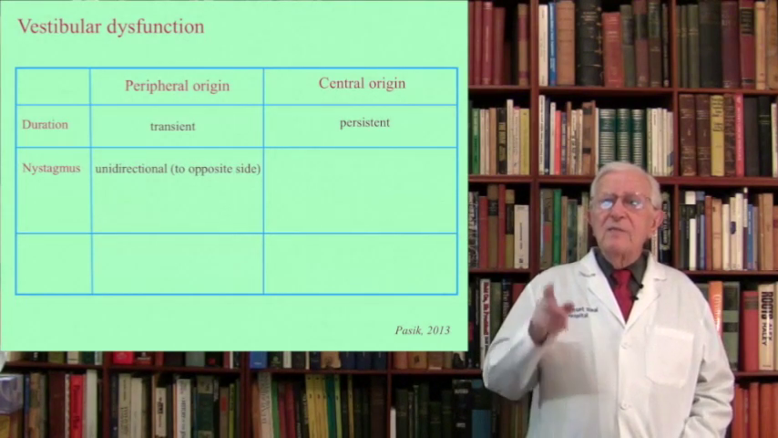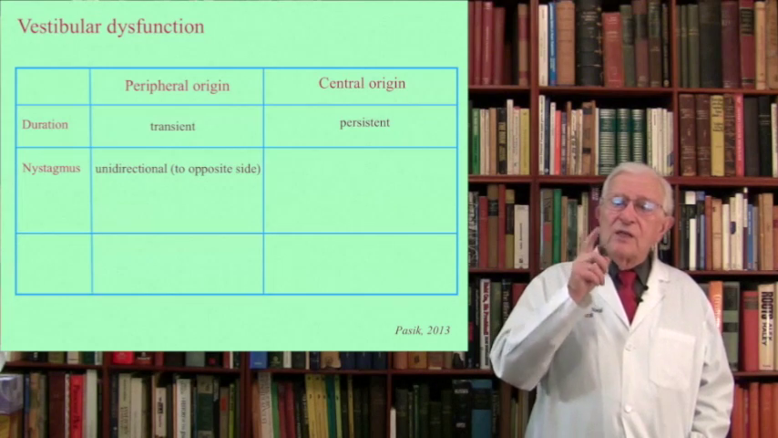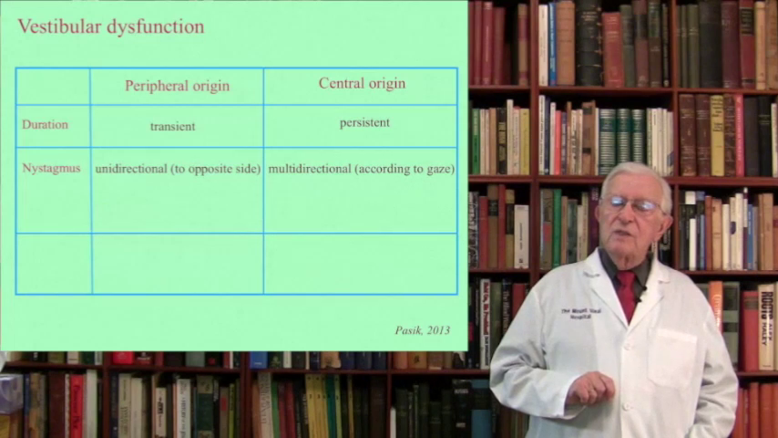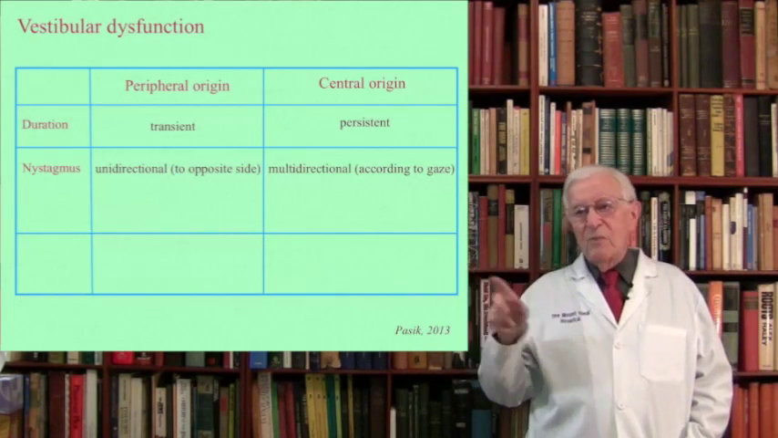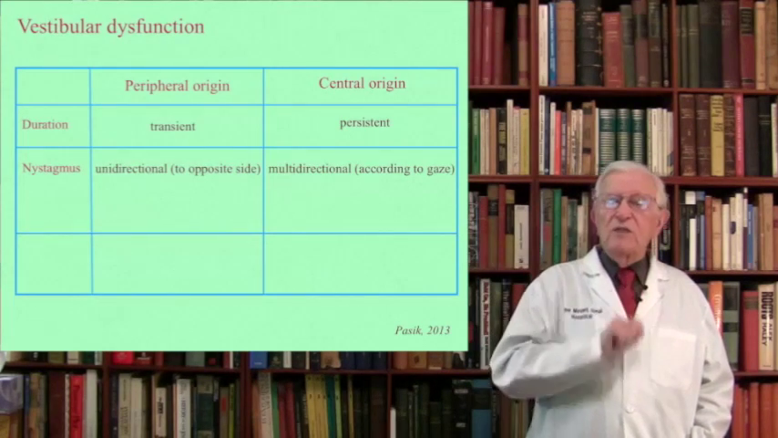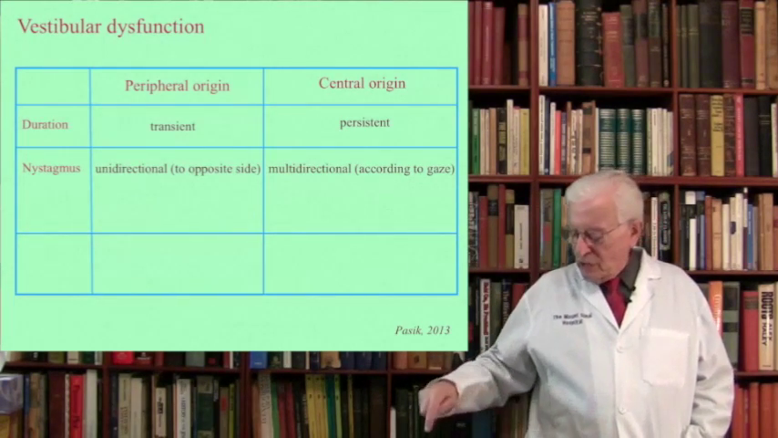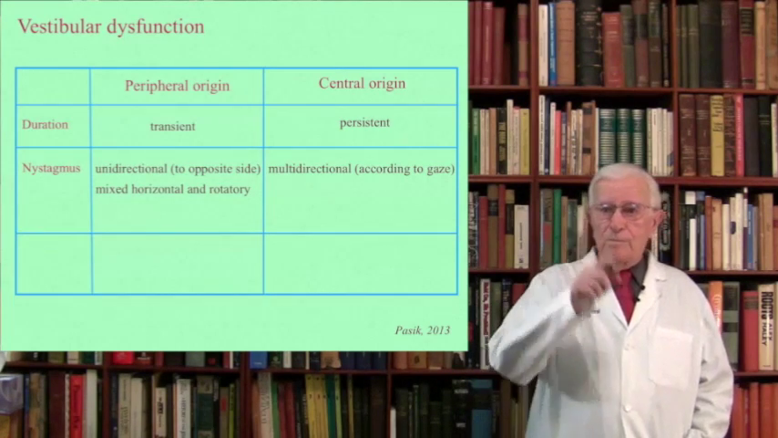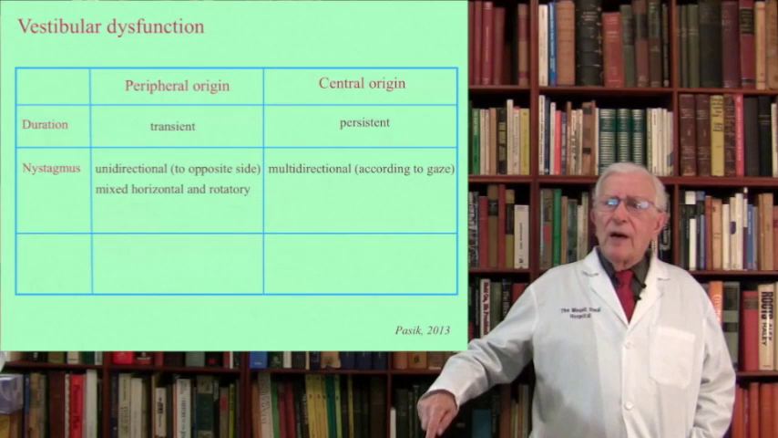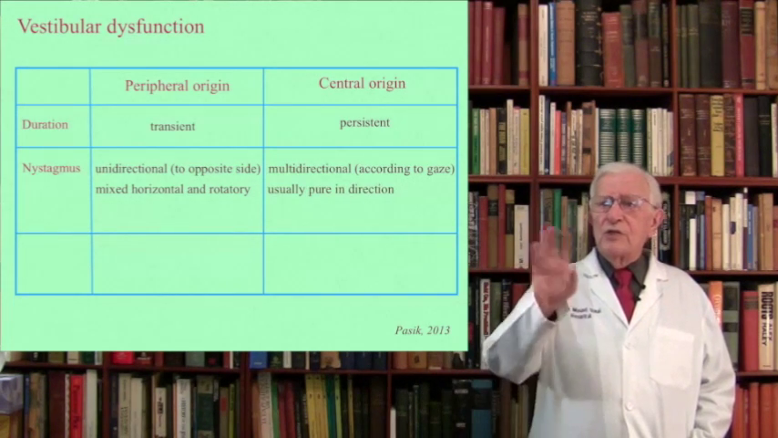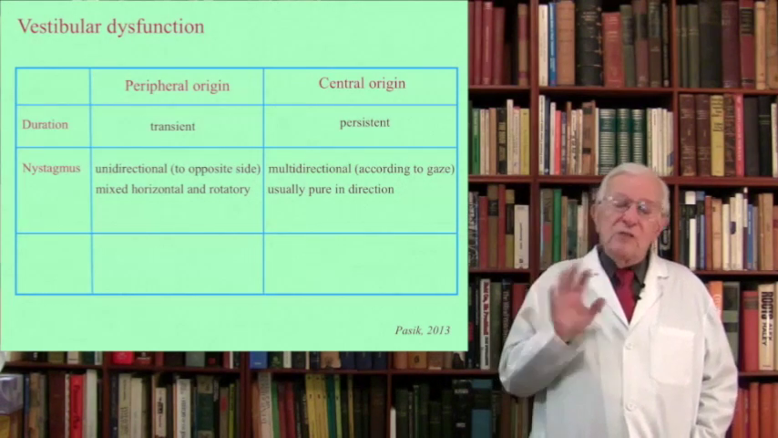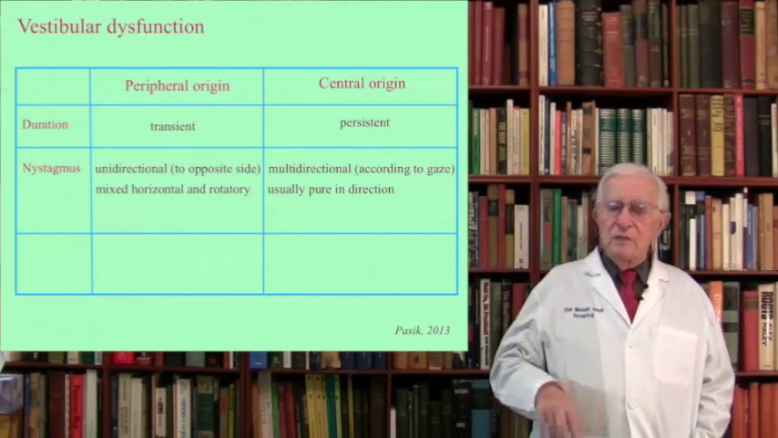On the other hand, the nystagmus of central origin changes with the direction of gaze. So as the patient looks to the right, it starts beating to the right. Look to the left, it starts beating to the left. It's multidirectional. Mixed horizontal rotatory I already mentioned, and the central origin is usually pure in direction. It depends on gaze, but it's always the same in the particular gaze.